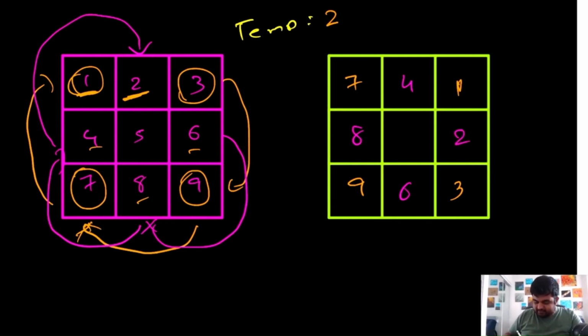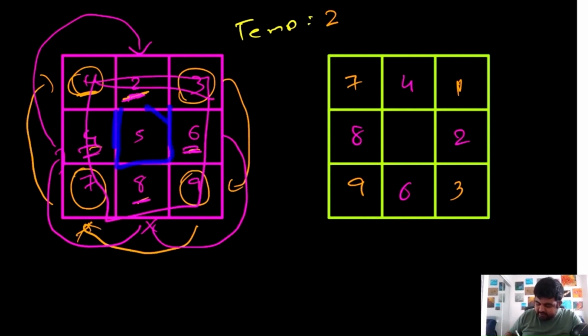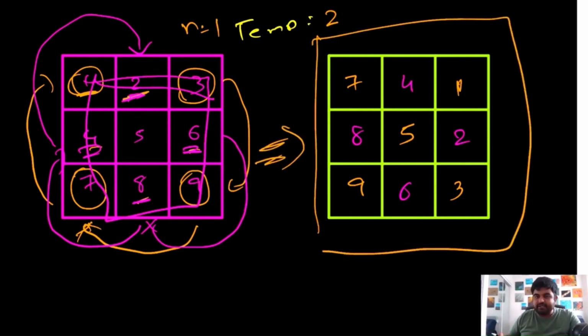Once that is done, essentially in 2 iterations we have taken care of all the values placed in the outer layer, and we are done with this one. The only thing we need to consider now is the inner layer, and because for the inner layer n is equal to 1, we can basically leave the value as it is, and this is the answer. This is how we are able to rotate the entire matrix by 90 degrees in very few iterations.